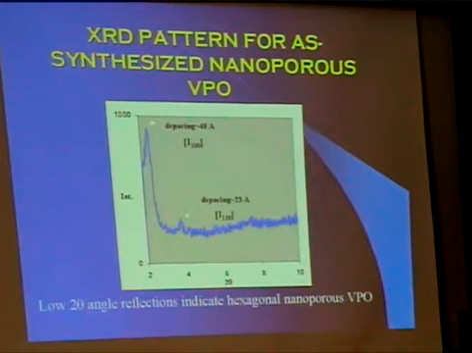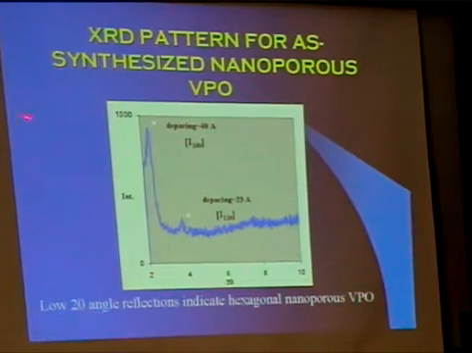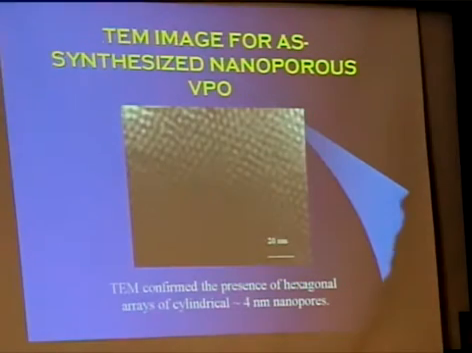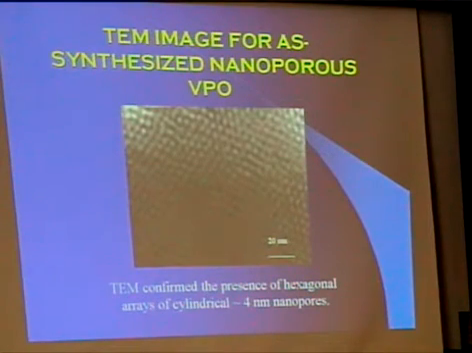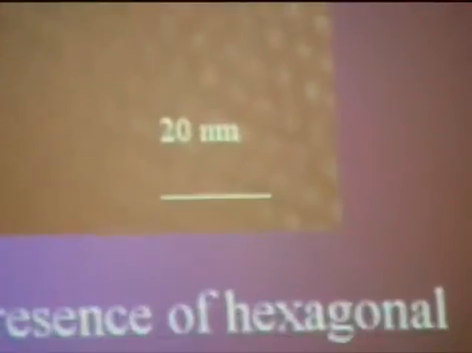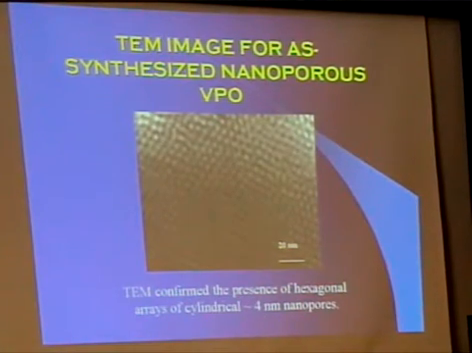This is the proof that we have synthesized these hexagonal nanoporous materials. Basically, you have low angle reflections corresponding to planes 100 and 110 of these materials. So this is an indication that we have obtained hexagonal nanoporous VPOs. TEM, transmission electron microscopy, has also confirmed the presence of these hexagonal arrays of nanopores. The size of these nanopores is around 4 nanometers, which is in complete agreement with the XRD data.